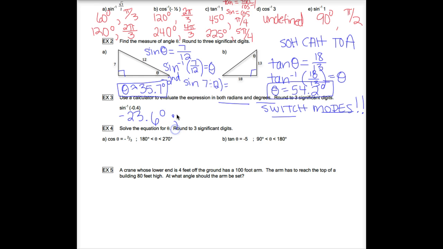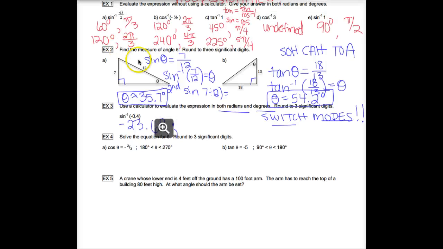Now, it said degrees and radians, so you need to switch the modes. So hit mode, it's the third line down, change it to radian, and then press the same thing. Second, sine, negative 0.4, close parenthesis, equal. And it's going to give you a completely different answer because this answer is in radians, which is negative 0.412. Remember the 0 is not a significant digit, so the significant digits are 1, 2, 3, right there. So here are my 2 answers.